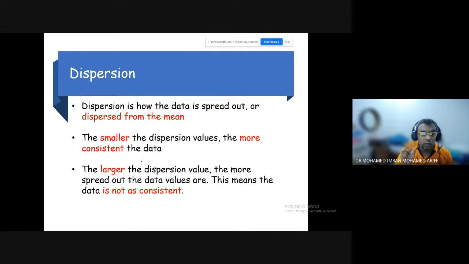Kalau semua jawapan itu closer to mean, okay, bermaksud that means his income is consistent. But if his income is large, the dispersion value is so big, jauh daripada his mean, then it's not consistent. That means susah nak determine profit dia. Sekejap dia untung, sekejap dia tak untung.